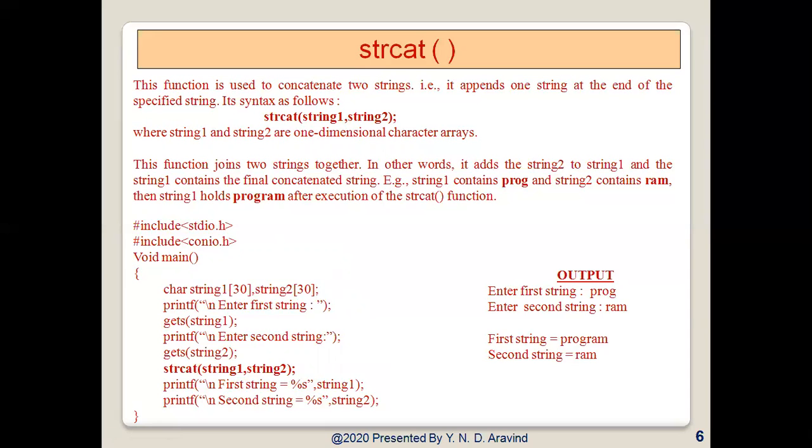So it will not erase the content available in string 1. Only after coming to the end, the content available in string 2 will be copied to string 1, where string 1 and string 2 are one-dimensional character arrays. The function joins two strings together. In other words, it adds string 2 to string 1, and string 1 contains the final concatenated string. I have written a small program. Let us see that particular program.